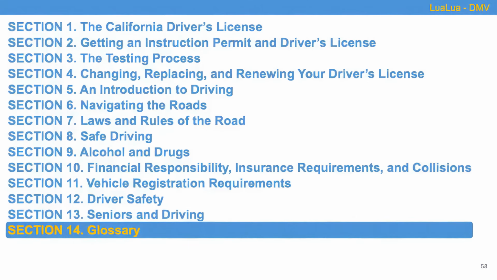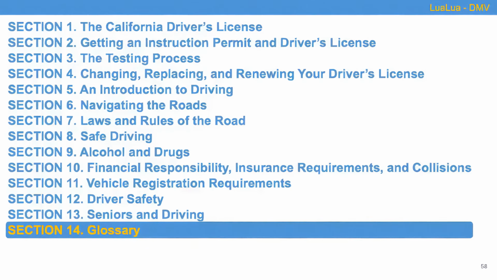3-second rule. A driving rule that helps you estimate how closely you should follow other vehicles. When the vehicle in front of you passes a certain point, such as a sign, count 3 seconds. If you pass the same point before you finish counting, you are following too closely. Traffic citation, also known as a ticket. A traffic citation is an official summons issued by law enforcement for violating a traffic law.